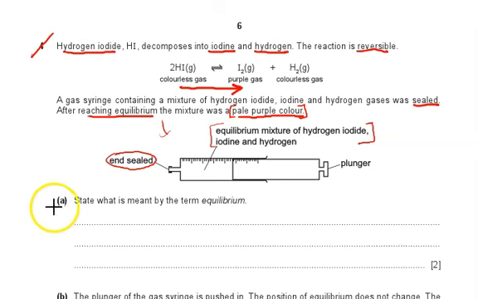Okay, now let us answer the first question. State what is meant by the term equilibrium. Okay guys, for rate of reaction, this type of question came out in few papers in 2020 and 2019. Check out these papers. So you will have two main points which you must remember.